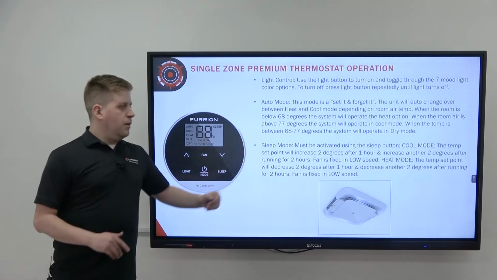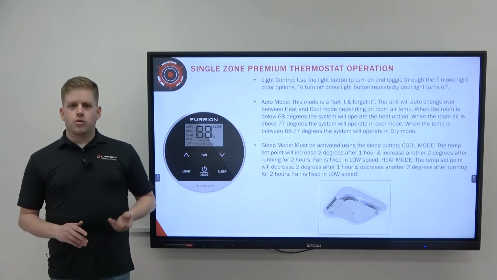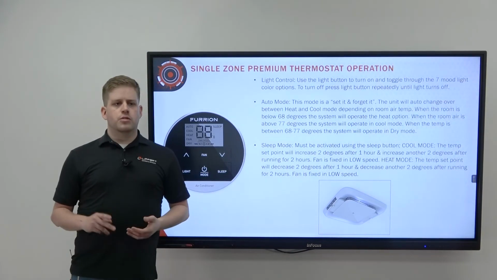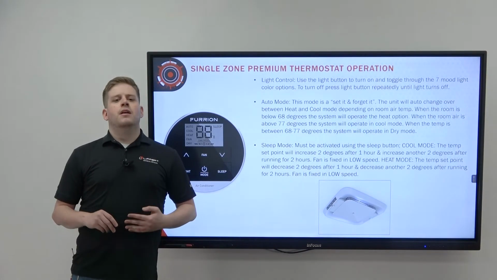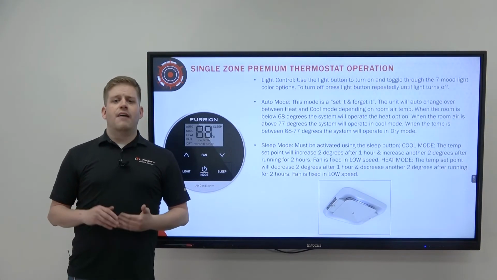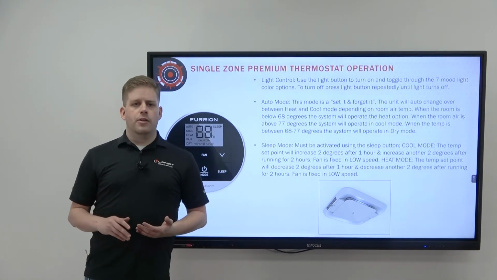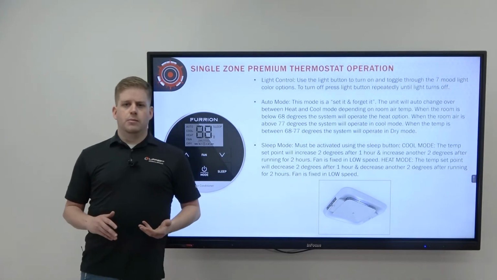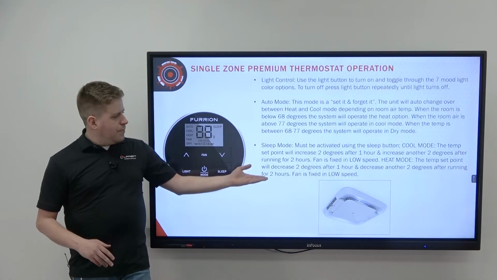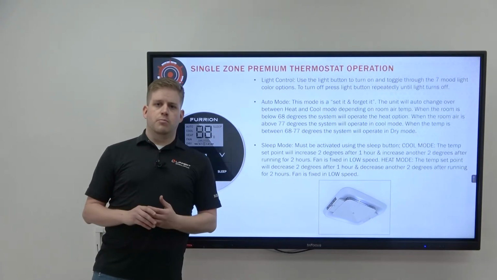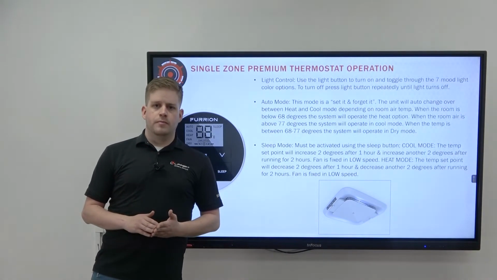Finally, we have sleep mode. You activate this mode using the sleep button. It will raise the temperature of the room 2 degrees in the first hour and then 2 additional degrees after the second hour. That way the unit is a little bit warmer for the customer when they go ahead and wake up in the morning. It works the exact opposite in the heat function. It lowers the temperature 2 degrees per hour for 2 hours.